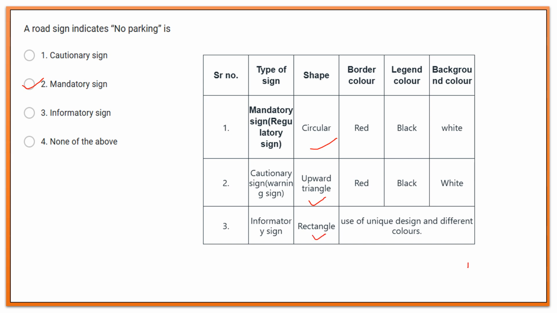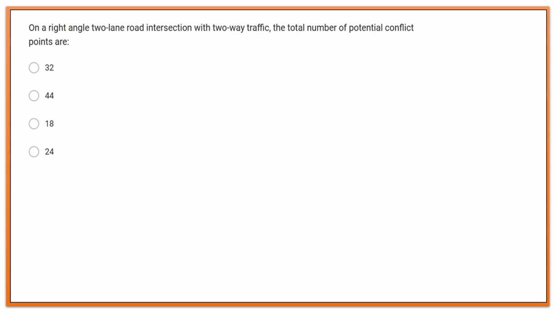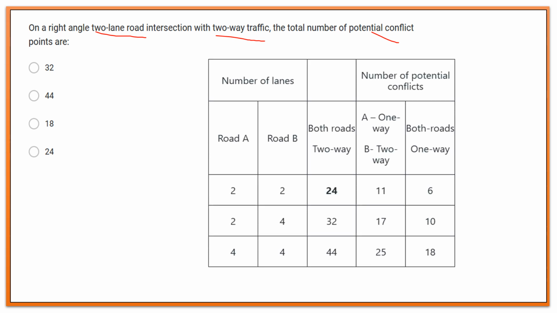The next question: on a right angle two lane road intersection with two-way traffic, the total number of potential conflict points are, okay. In the question, two lane road is given, and two-way traffic is given. For different types of roads, different lanes, two-way traffic, one-way traffic, for all the different kinds of traffic, the potential conflict is different. So this is the chart for potential conflict.